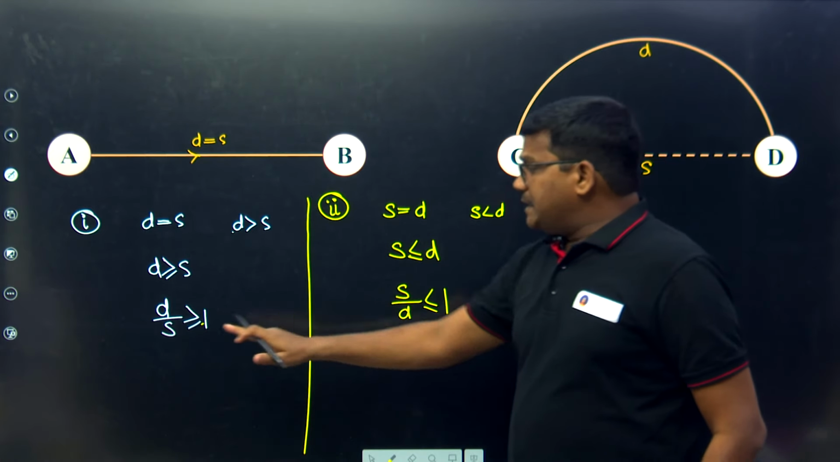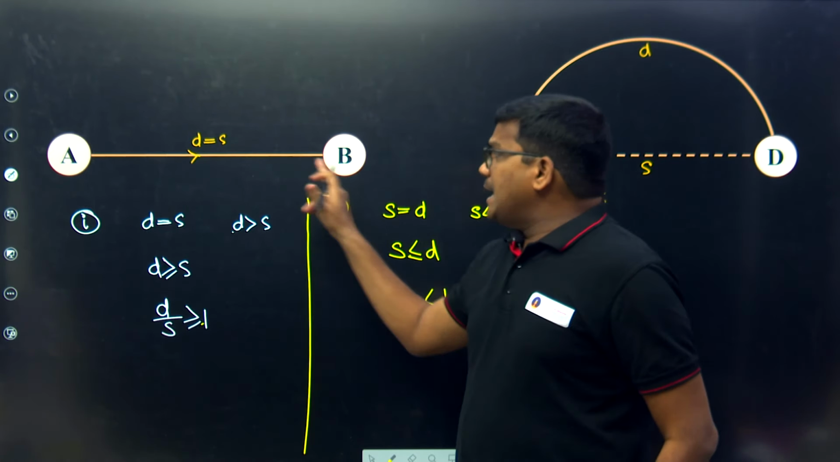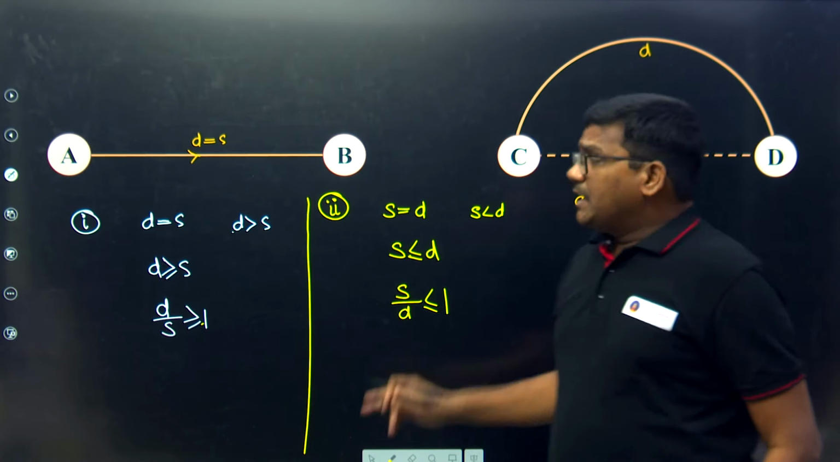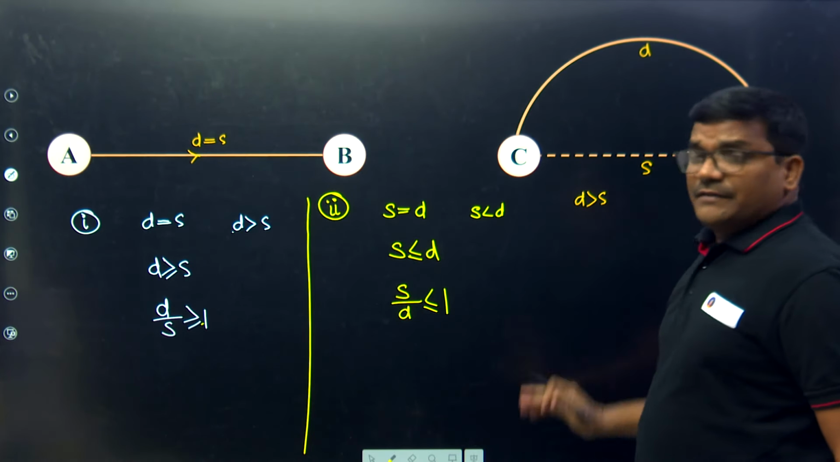Okay, see, this is uniform, right? In straight line motion, distance equals displacement. In this case, distance is greater than that of displacement.